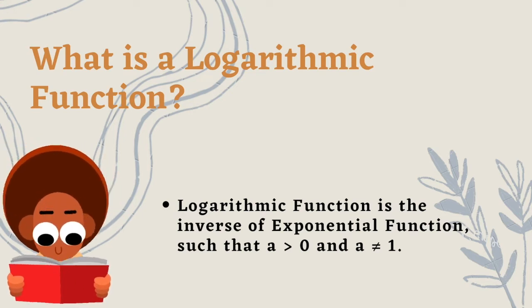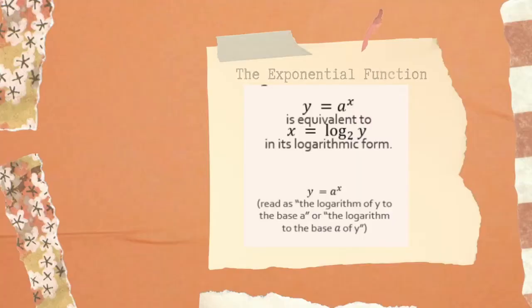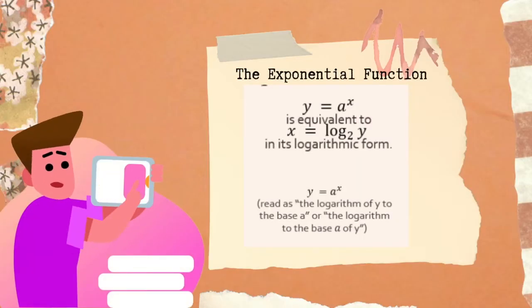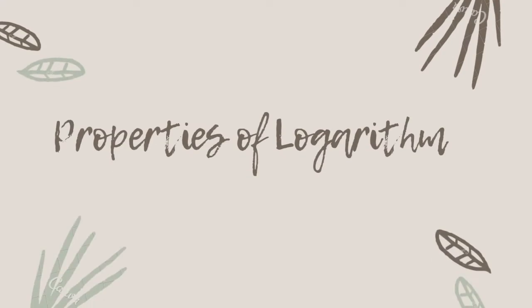A logarithmic function is the inverse of an exponential function, such that a is greater than 0 and a is not equal to 1. The exponential function y equals a to the power of x is equivalent to x is equal to the logarithm to the base a of y. Now let us move on to the properties of logarithms.